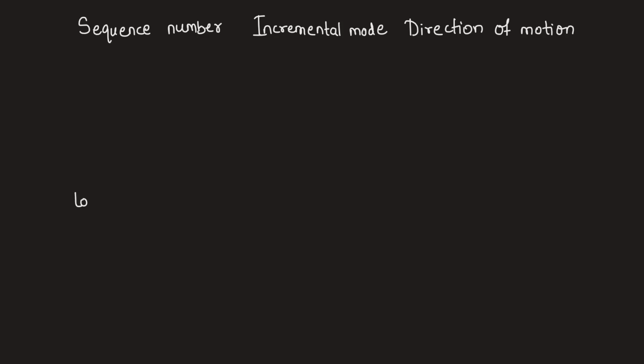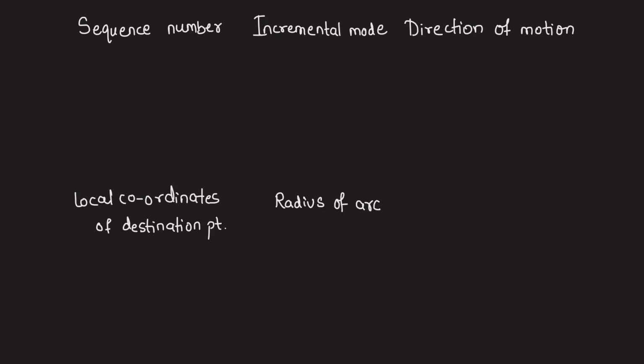So a toolpath command is basically defined by using its first sequence number, then comes the mode, then comes the direction of motion, then comes the local coordinates of destination point, and the last thing that is written is the radius of the arc. Now let's find out what all is there in the given configuration.